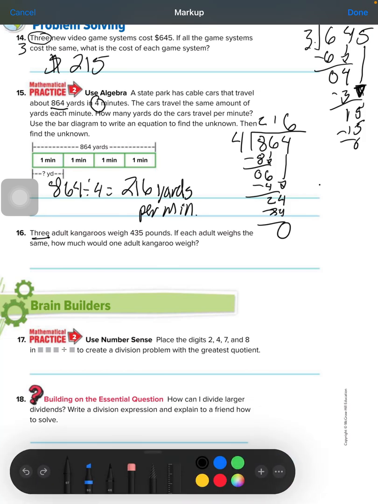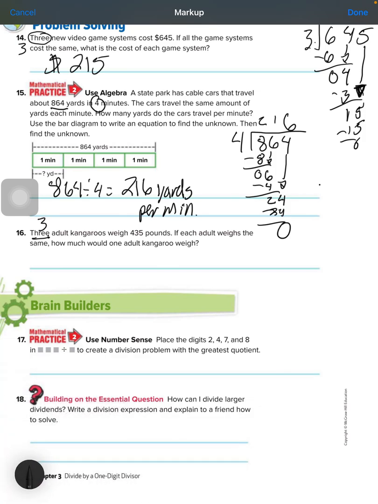3, that's what it looks like in number form. Nope, that is so totally what it does not look like in number form. That is better. 3 adult kangaroos weigh 435 pounds. If each adult weighs the same, how much would one adult weigh?